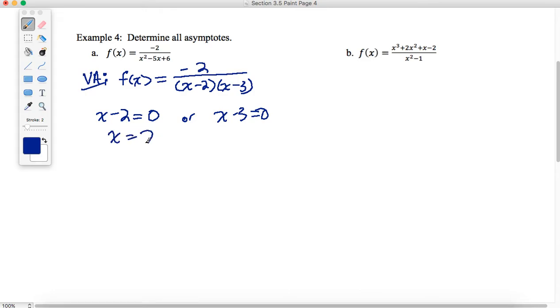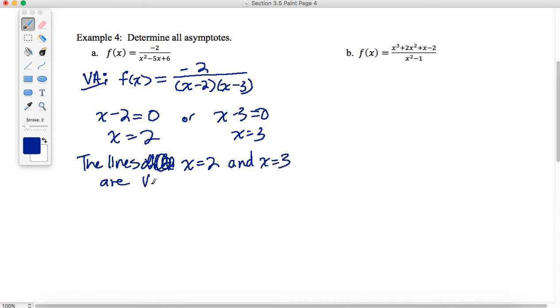And I'll solve for x. Those are my vertical asymptotes. Remember, these are lines, right? So the lines x equals 2 and x equals 3 are vertical asymptotes. These are lines, not points, so I'm going to write them as their full equations, x equals 2 and x equals 3. Those are our vertical asymptotes.